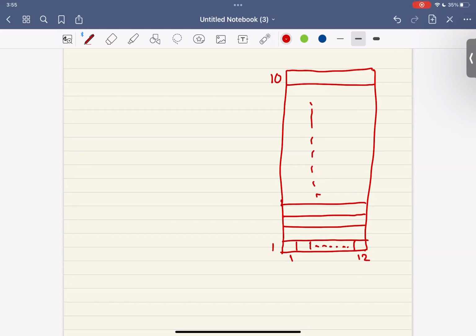First question is, how many floors do we have? We have 10 floors. How many rooms do we have? We have 12 rooms. So if we have 12 rooms, how many digits do we need to specify a room number? The maximum number is 12. So 12 means I need just 2 digits, yes? 10, 11, 12, all of these need 2 digits. I can't write 10 or 11 or 12 in 1 digit. So I need at least 2 digits to specify the room number.